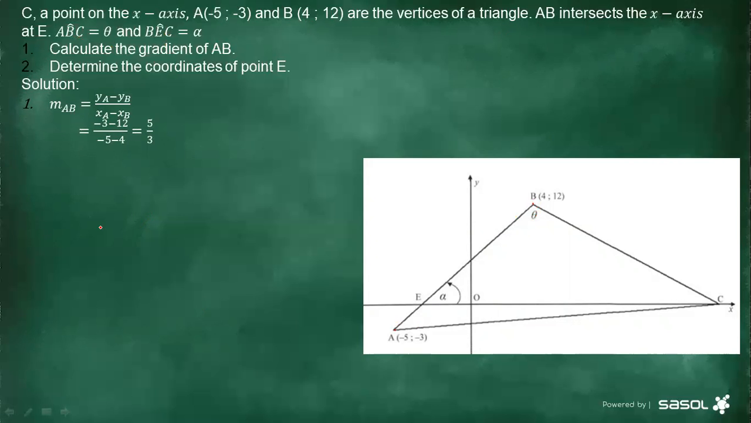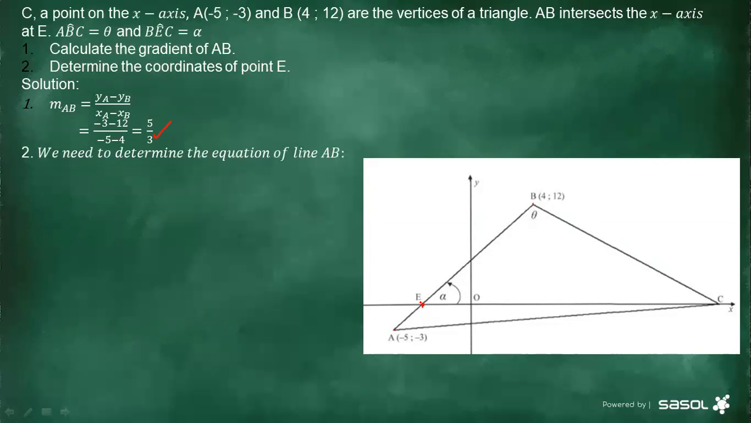And then when you press your calculator, it gives us positive 5/3. That is the gradient of line AB. And then number 2, determine the coordinates of E. We can all see that the coordinates of E is the x-intercept, right? And then we all know that y is 0 at this point.